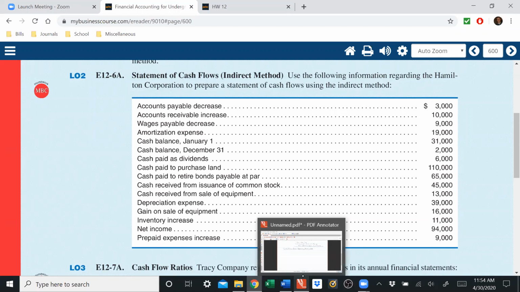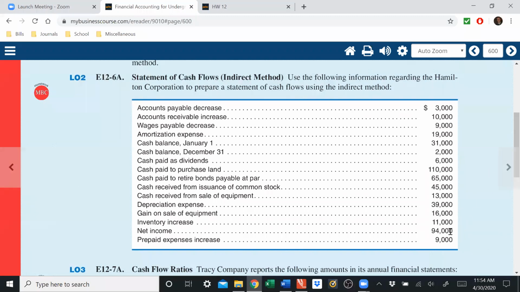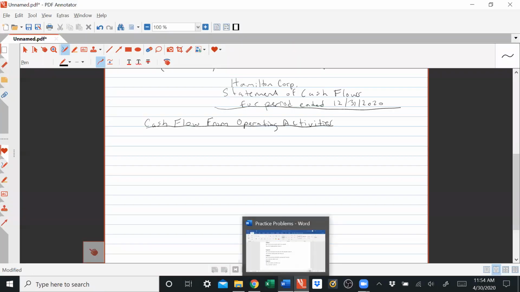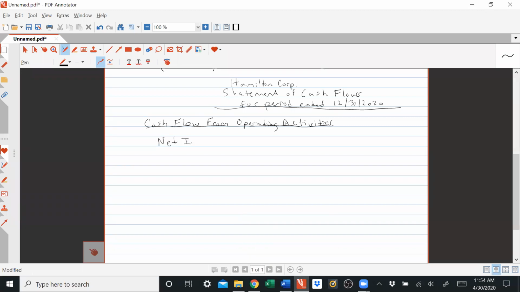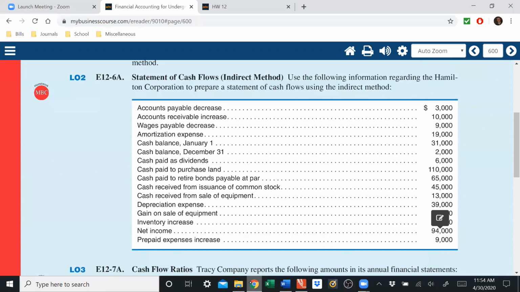So again, we want to start with net income. If we're using the indirect method, we want to start with net income. That's an accrual number, positive 94,000. And we might as well first find depreciation or amortization. Both of them are here. Amortization expense is 19,000. Depreciation expense is 39,000. Both of those numbers were subtracted to derive net income, right? They're expenses. But neither of those two things involve or ever will involve cash. So we can immediately add those two things back to net income.